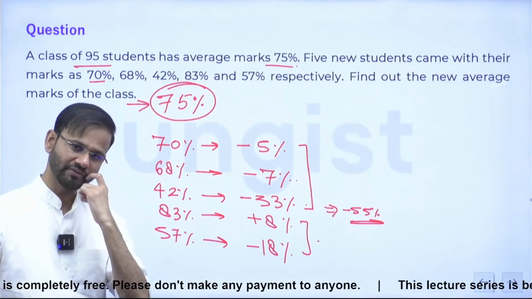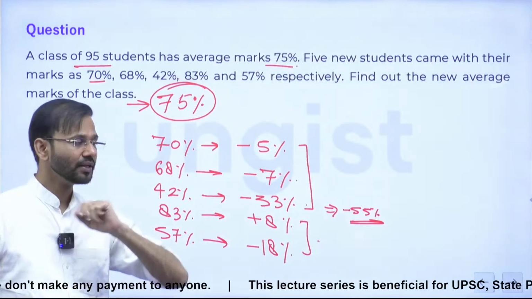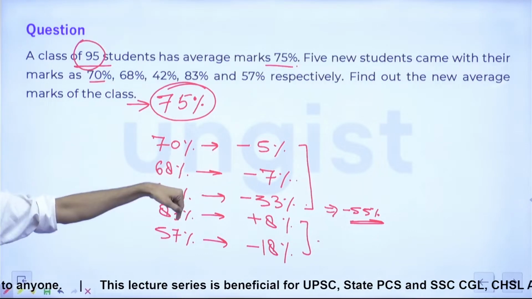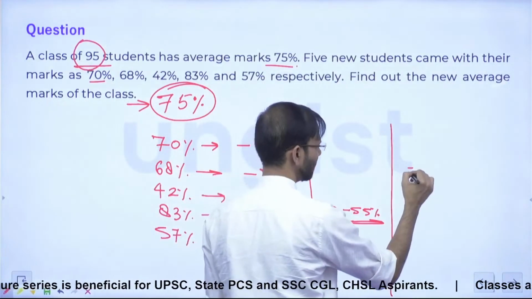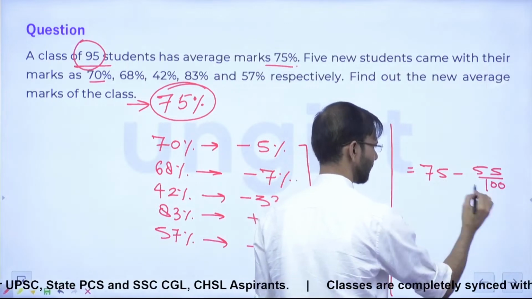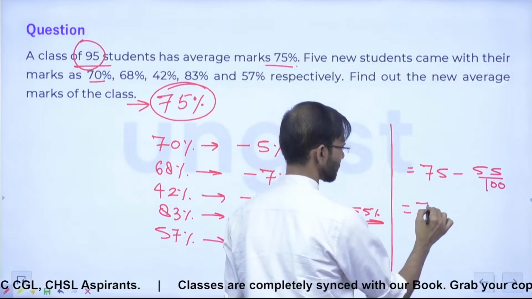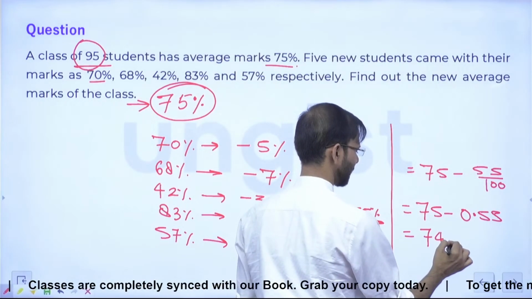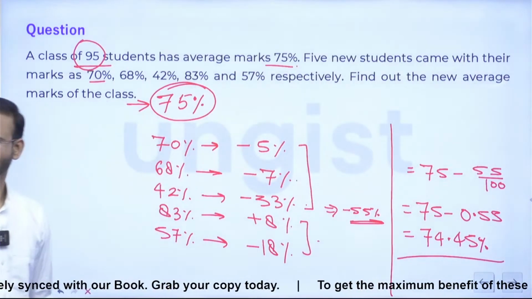Now this -55 will be distributed among all the candidates including the new entrants. Now total how many candidates are there in the class? 95 was earlier and 5 are joining now. Total there are 100 students. So the new average will be 75 minus 55 divided by 100. Everybody, yes or no? So this is 75 minus 0.55, which is 74.45. Everybody clear? This is 74.45.